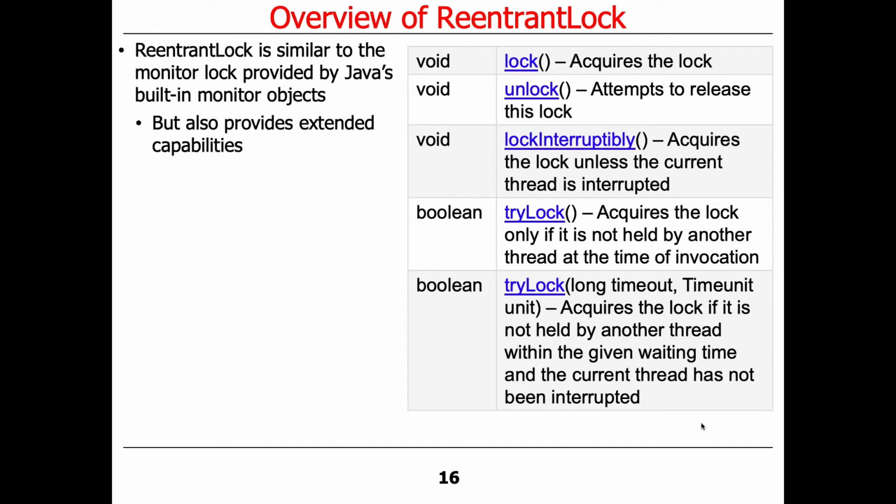For example, you can acquire the lock interruptibly, which means if someone interrupts you, you'll return, whereas that's not the way it works with the locks in Java synchronized methods and statements. There's also ways to try to conditionally acquire the lock, either check to see if it's locked and only lock it if it's available, or wait up to a certain amount of time.